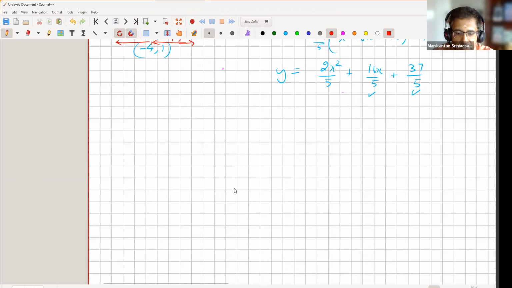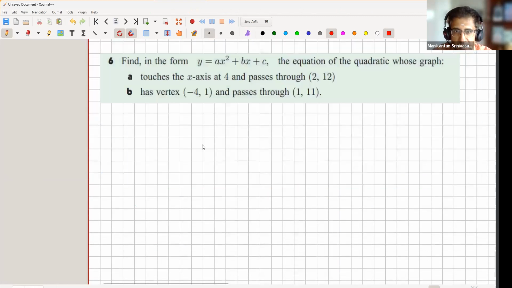In fact, I'll hide all of this clutter. I'll paste the question here straight away. Just by looking at this, you should be able to tell.